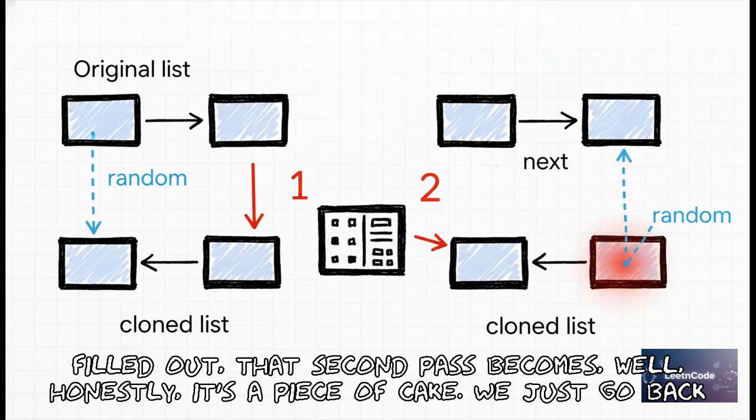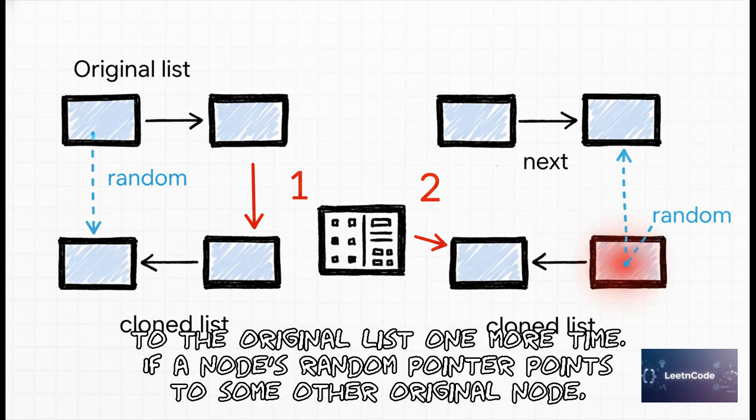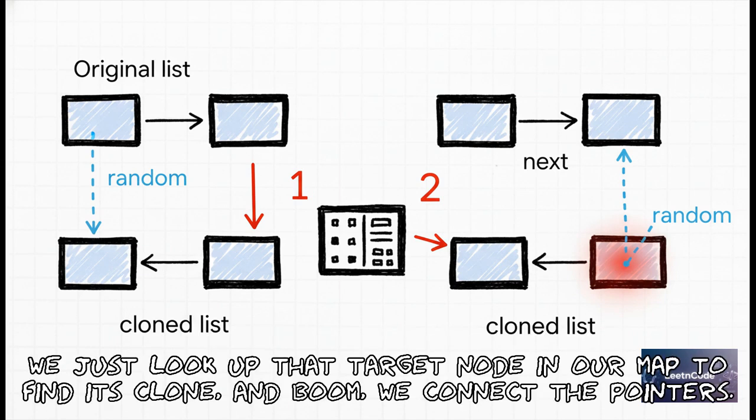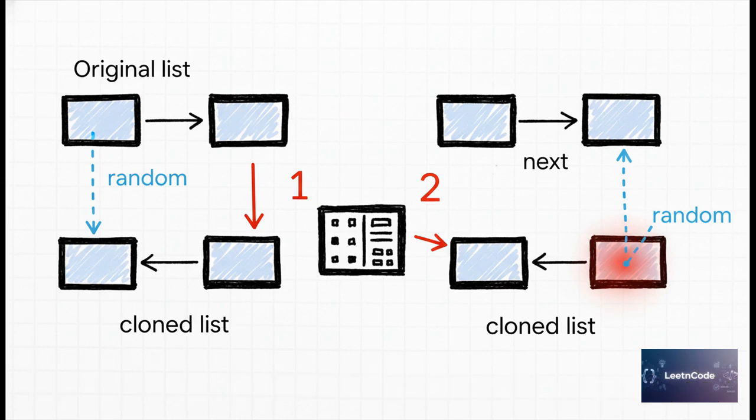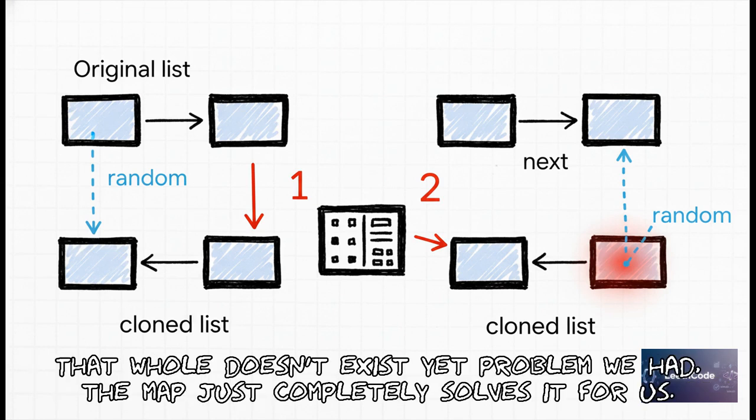Okay, now that we've got our map completely filled out, that second pass becomes, well, honestly, a piece of cake. We just go back to the original list one more time. If a node's random pointer points to some other original node, we just look up that target node in our map to find its clone, and boom, we connect the pointers. That whole doesn't-exist-yet problem we had, the map just completely solves it for us.